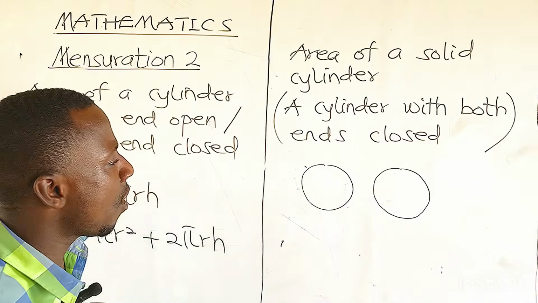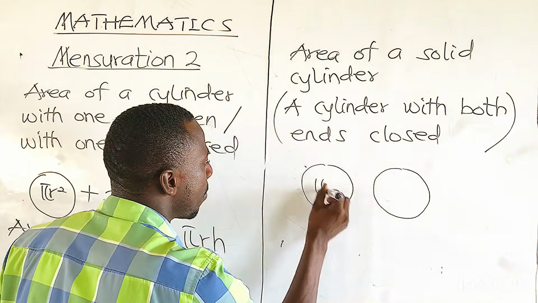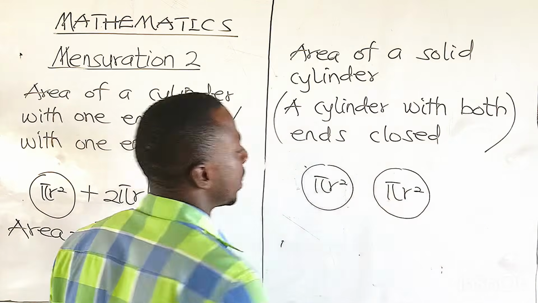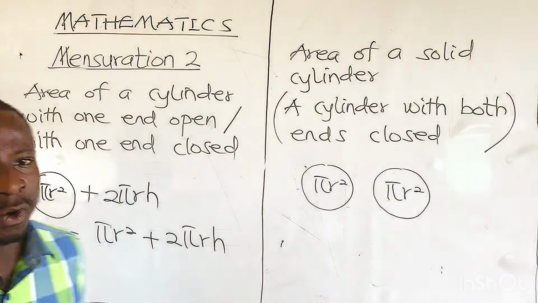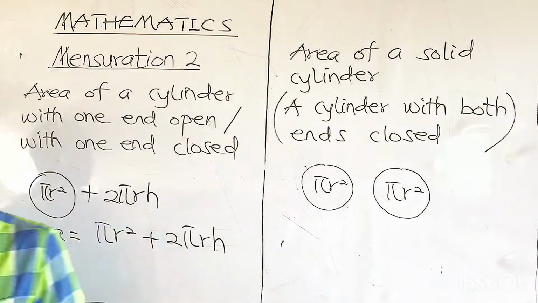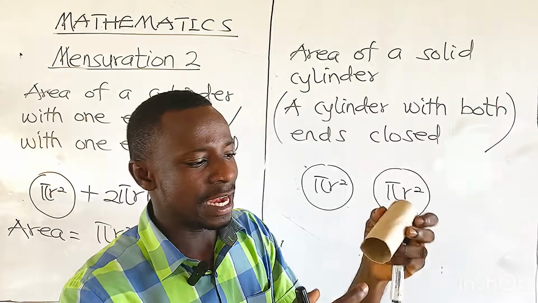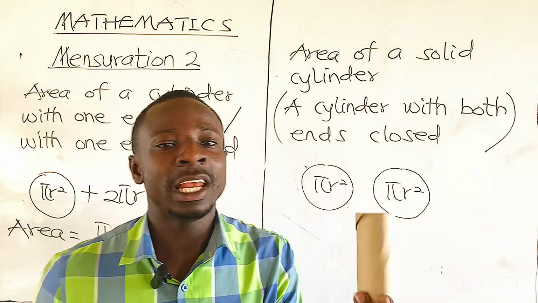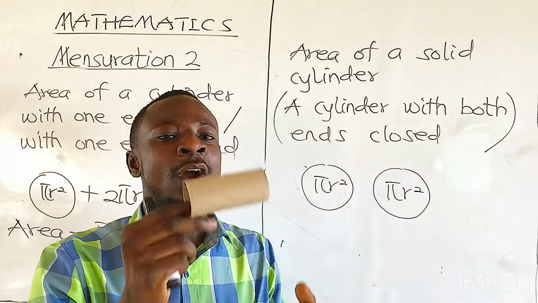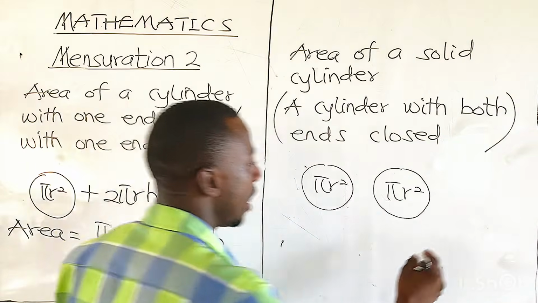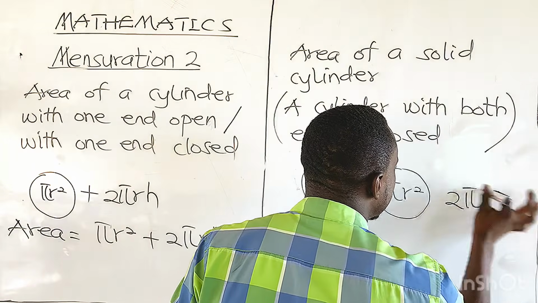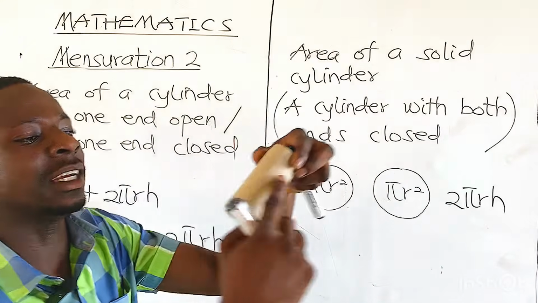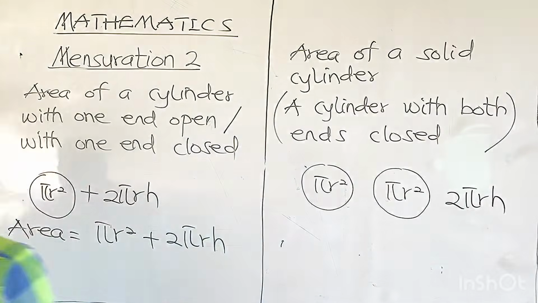Now, the area of each circle is pi r squared. This is also pi r squared. Now, after cutting the top and then the base, what will be left is the curved surface area or the hollow cylinder. And we all agree that the hollow cylinder or the curved surface area is 2 pi r h.